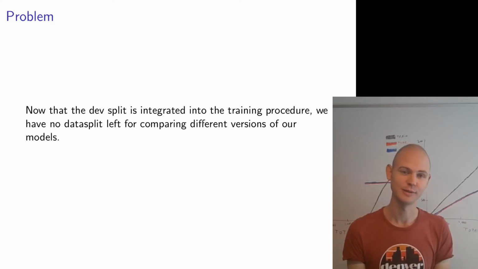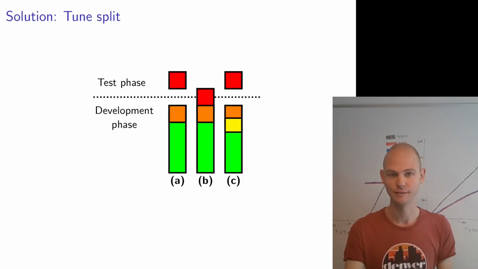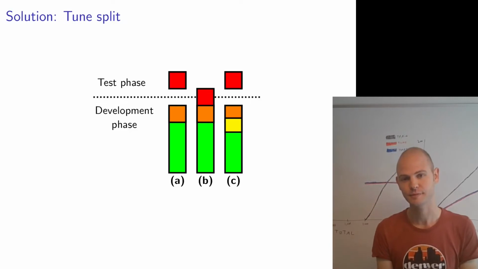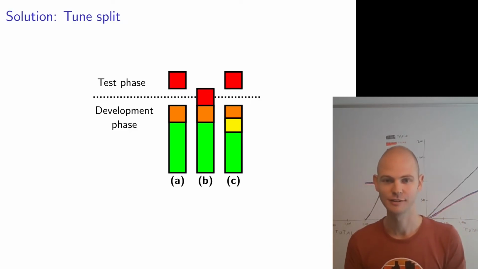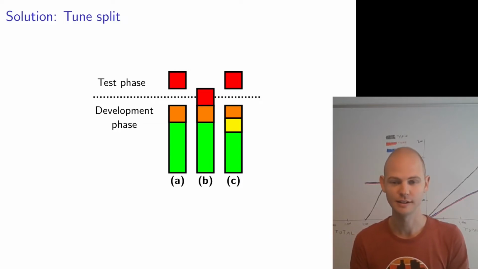Because we don't have enough data splits left, we simply introduce another one, which we call the tune split. Now you can see it here in the last part of the figure, where we have a green bar for training, a yellow bar for tuning, so for the model picking, and we have the orange part, which is the dev set that we can use to compare different versions of our model to each other.